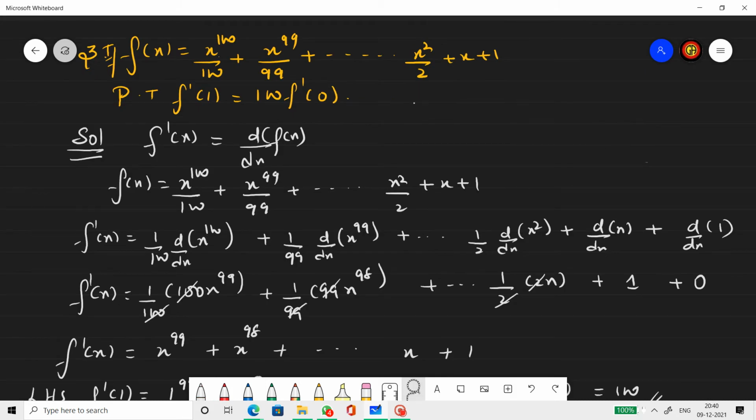Okay, the next question, I've already worked it out. f of x is equal to x power 100 by 100, plus x power 99 by 99, and so on till x square by 2, plus x plus 1. They want us to prove f dash of 1 equals 100 times f dash of 0.